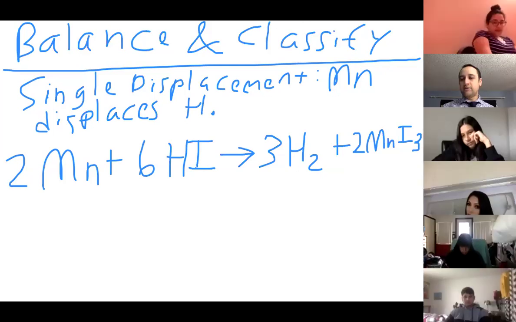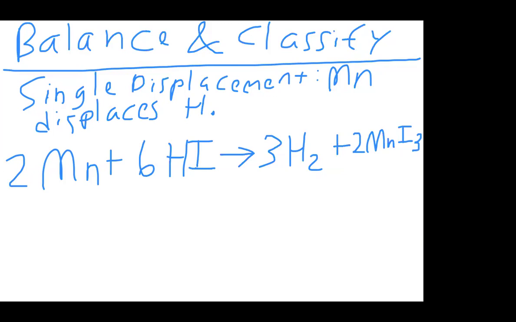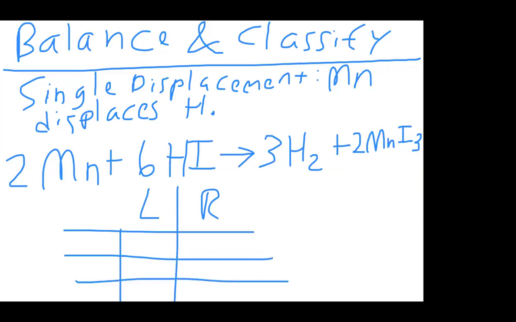So I want some assistance from my buddy Angel Romero. Okay, so Angel Romero, let's make this table together, okay? We're going to shop class. We're busting out the lumber and making a table. So left side, right side. That was a terrible joke. And then we've got all of our different atoms: manganese, hydrogen, and iodine.